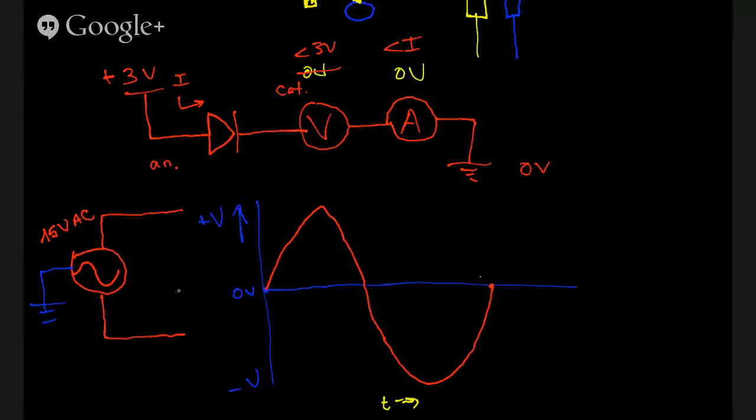So here's one period of our... Oh, that's too thin. This is one period, that's a capital T. Domestic current will be a sine wave at a frequency depending on where you are. In the US, it's 60 hertz, or 60 cycles per second.